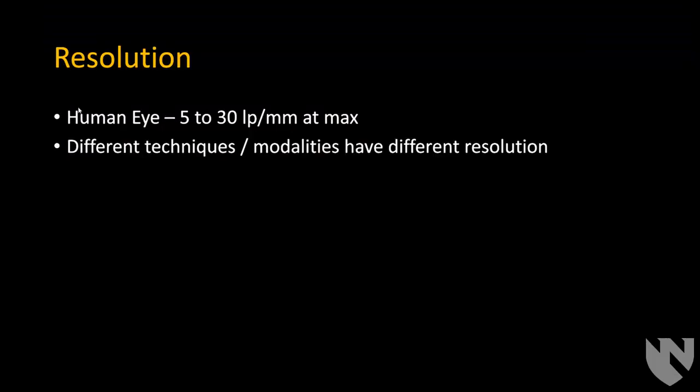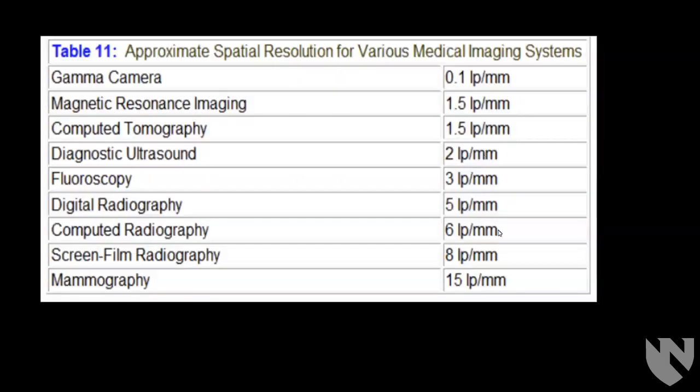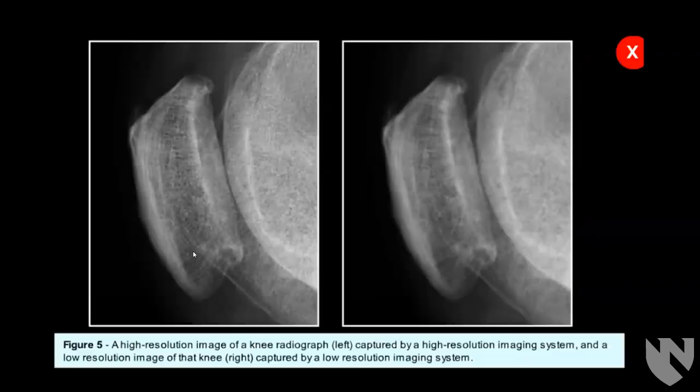The resolution of your eye is somewhere between 5 and 30 line pairs per millimeter, and it really depends on conditions and distance. Different techniques and modalities will have different resolutions. So nuclear medicine and then MRI are kind of our lowest spatial resolution techniques, and then also CT will be lower spatial resolution. And highest spatial resolution would actually be screen film radiography and mammography. Those would be our highest resolution techniques. Examples of high versus low resolution images.